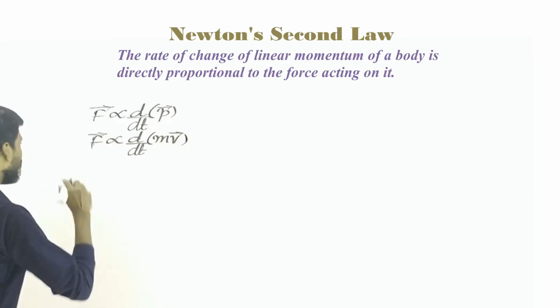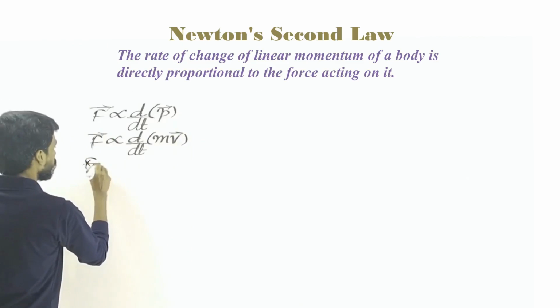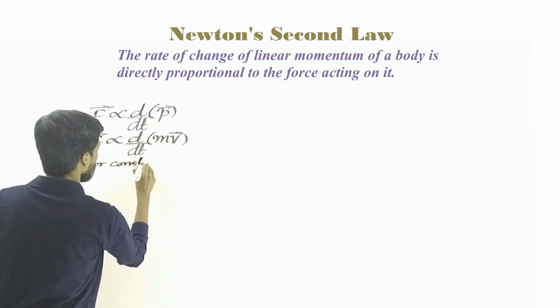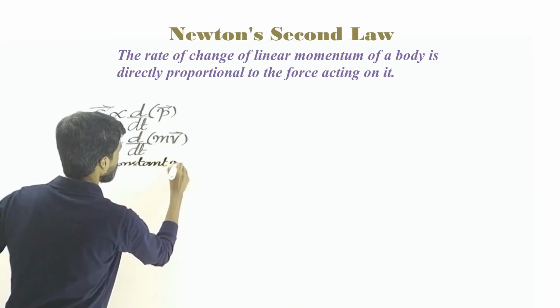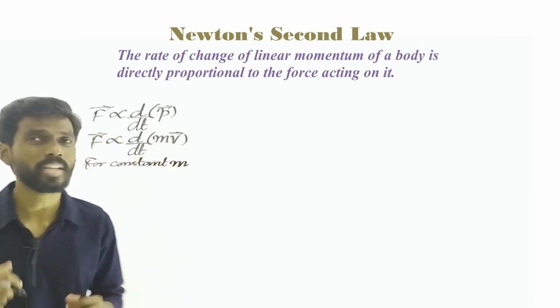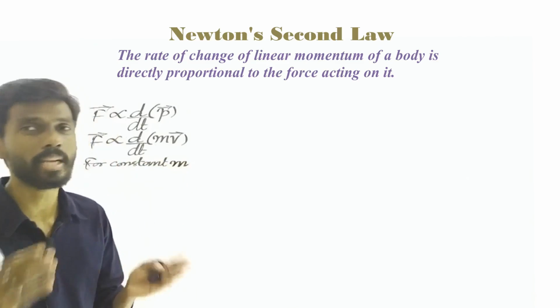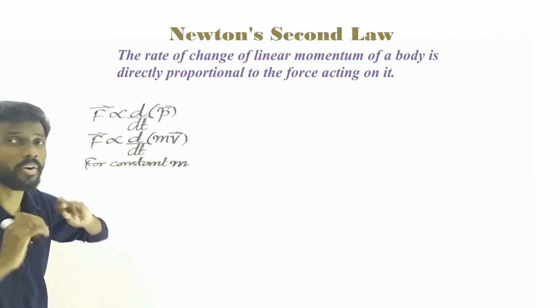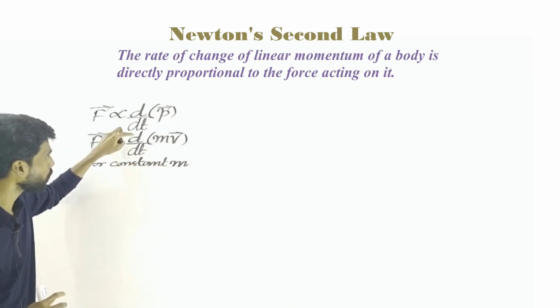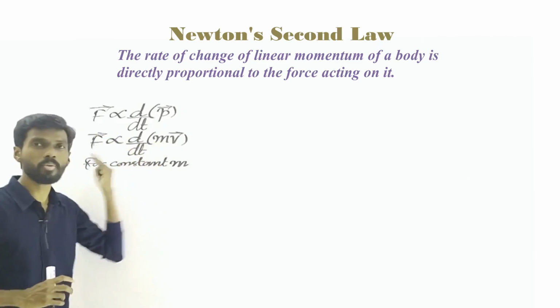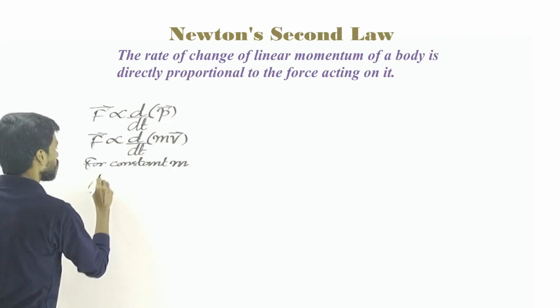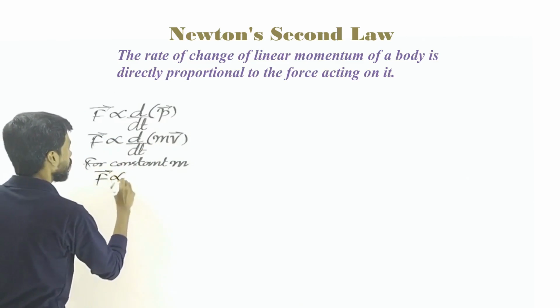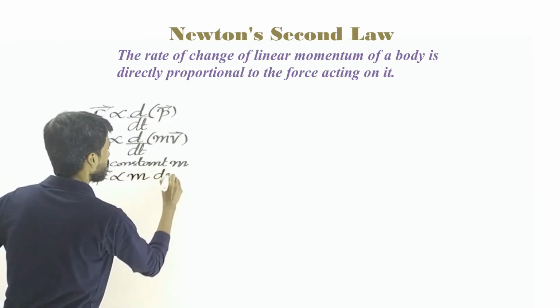Okay, now let us take a particular case for constant mass. The mass of the object is usually constant, right? There are variable mass cases that we will take up at a later part of the chapter, but now we will only take the mass to be constant. When m is constant, we have to do differentiation. We can take this m out, right? So F is proportional to m multiplied by dv by dt.